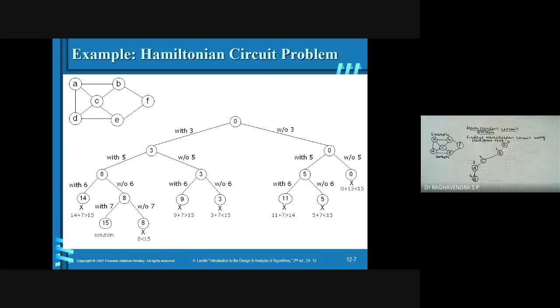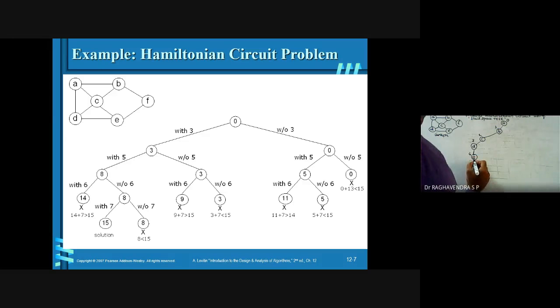So now I am at E. What are the possibilities? Definitely only one possibility is left for me now. I have to go for F. So this is the fifth vertex.